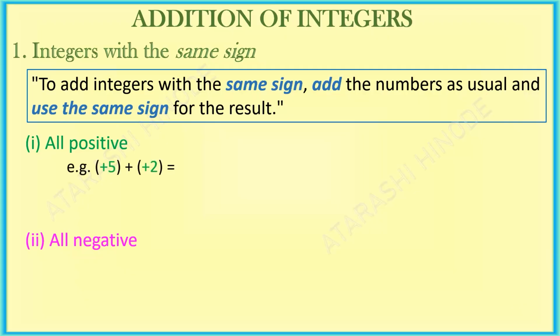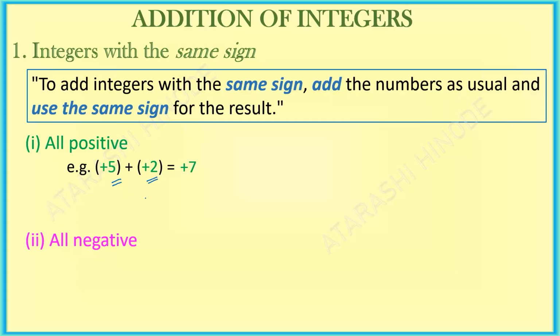Here I have taken two numbers 5 and 2. Both are positive. That is, both the numbers are having the same sign. So for adding these numbers, just add 5 and 2. That is 5 plus 2. It is 7. Now put the same sign for the result. Here 5 and 2 both are positive. So write plus here. Answer is plus 7.